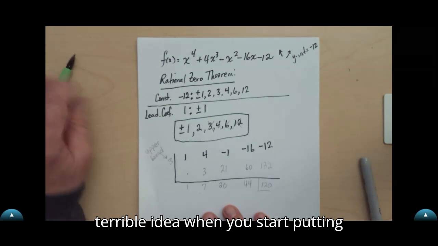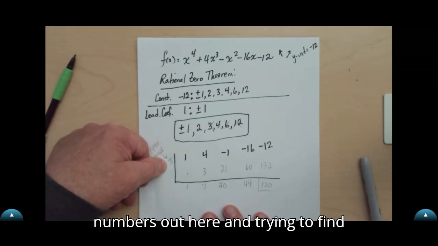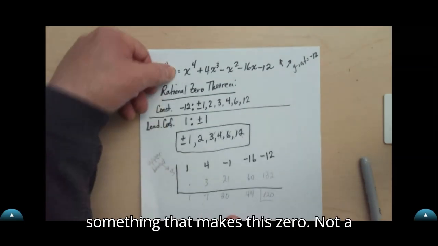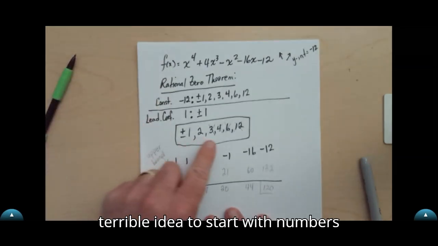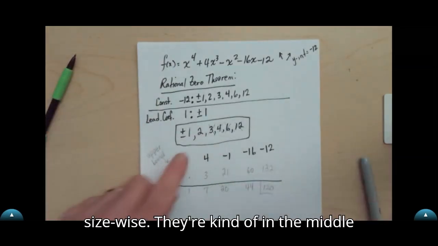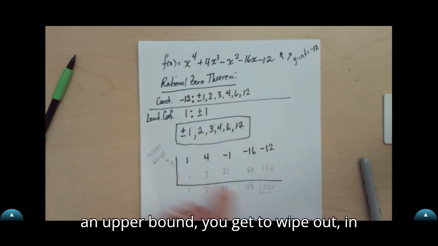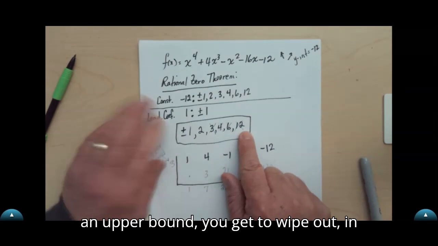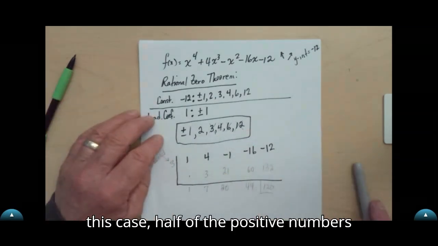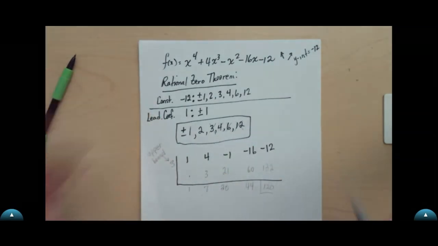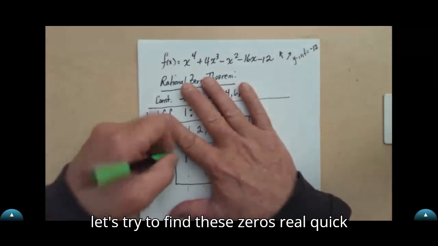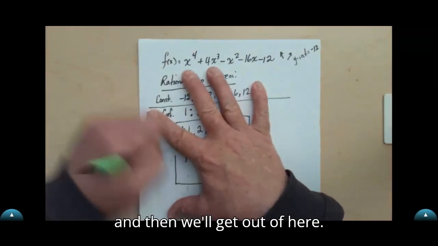So not a terrible idea when you start putting numbers out here and trying to find something that makes this 0, not a terrible idea to start with numbers size-wise kind of in the middle of your list, because if it happens to be an upper bound, you get to wipe out, in this case, half of the positive numbers in your list. Y'all see what I'm saying? So at any rate, let me erase that and let's try to find these zeros real quick and then we'll get out of here.